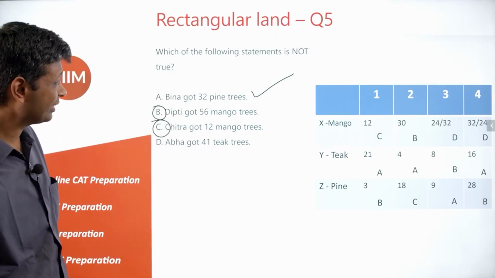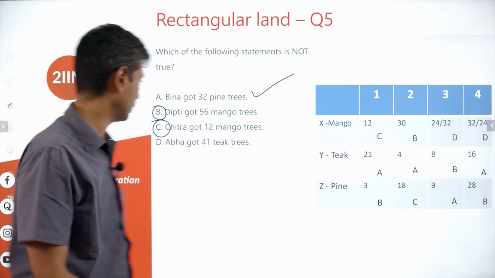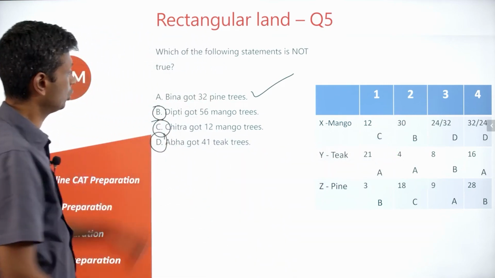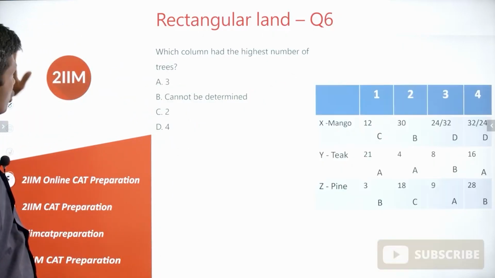A got 41 teak trees. 21 plus 4, 25 plus 16, 41. This is also correct. These three are true. That one is not true. I think we've done almost all questions. Yeah, one more still to go.